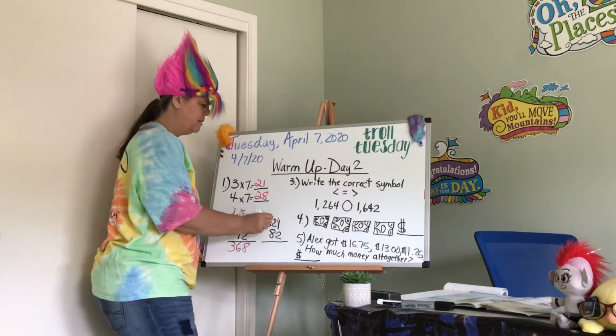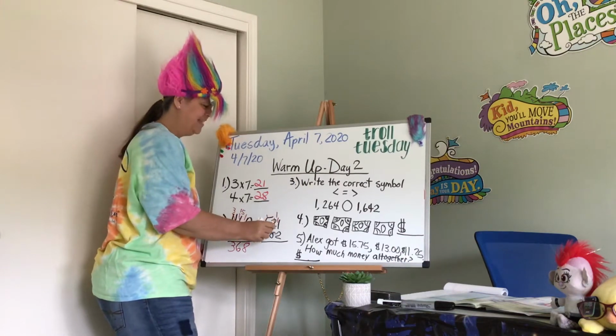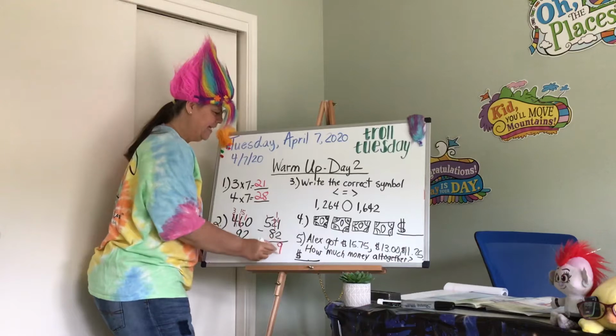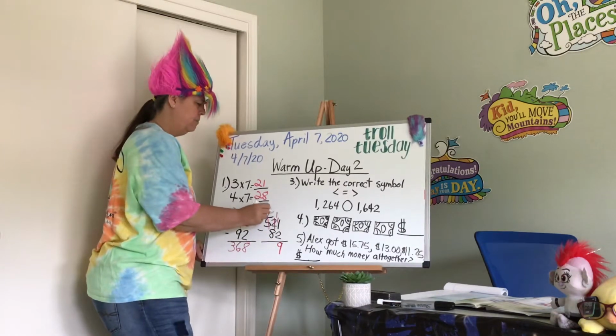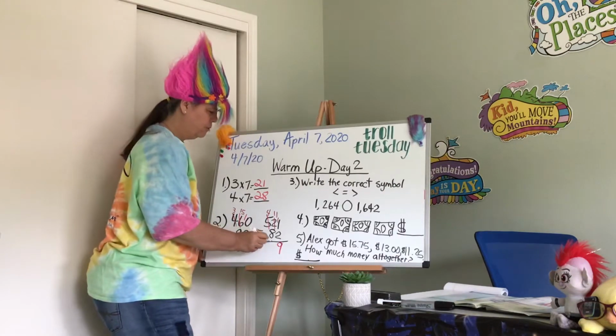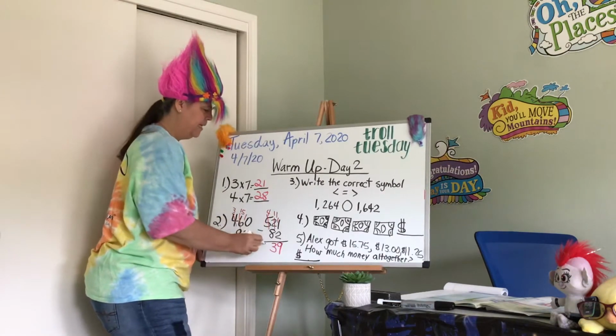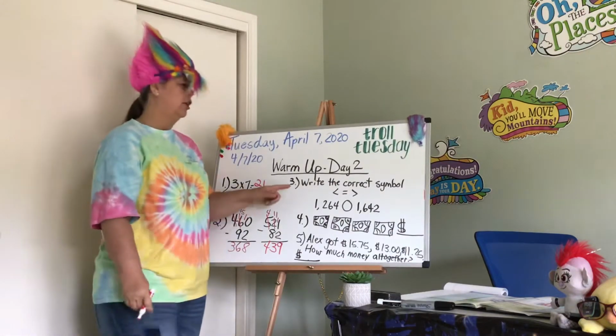No, I cannot. 11 minus 2 is 9. Can I take 8 from 1? No, I cannot. Move it over. 11 minus 8 works, and that would be 3. 4 minus nothing is 4. 439. Write the correct symbol.